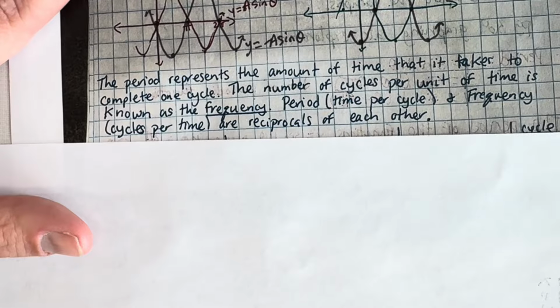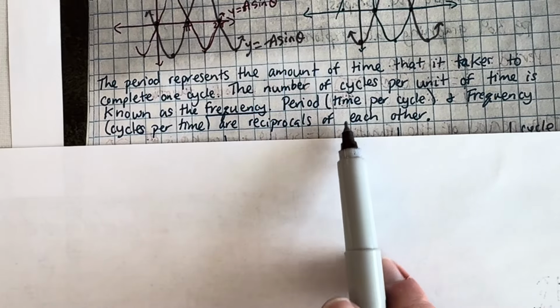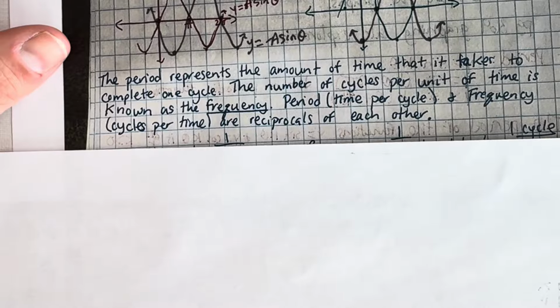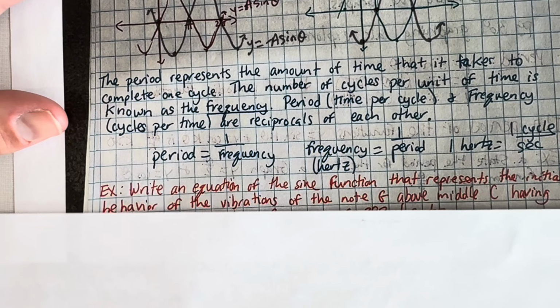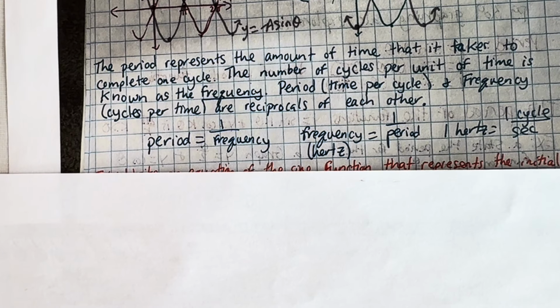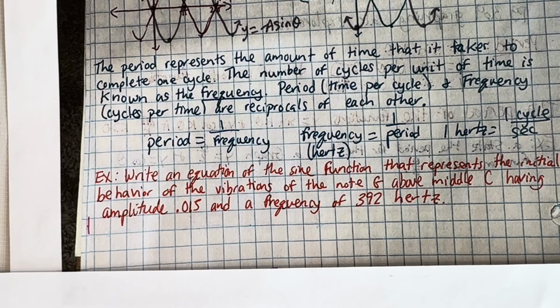Last thing, our period represents the amount of time that it takes to complete one cycle. The number of cycles per unit of time is known as frequency. Period, which is time per cycle, and frequency, cycles per time, are reciprocals of each other. You'll see they are the opposites of each other. So right here are some equations for you about period and frequency and hertz. A period equals 1 over frequency, a frequency equals 1 over period, and a hertz is 1 cycle per second.